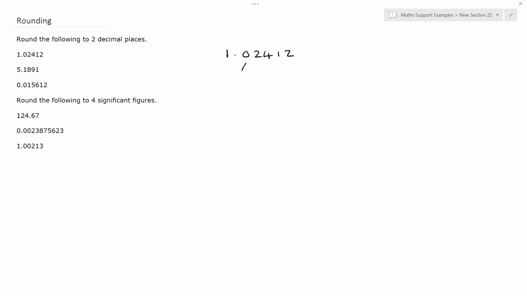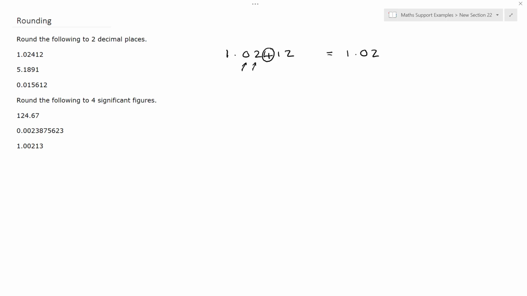Now 0 is my first decimal place, 2 is my second decimal place, and I need to look at my third decimal place. In this example it is 4, and that will tell me whether to round up or to stay as I am. Now as the value is 4, that tells me to stay as I am. So 1.02412 can be written as 1.02 to 2 decimal places.